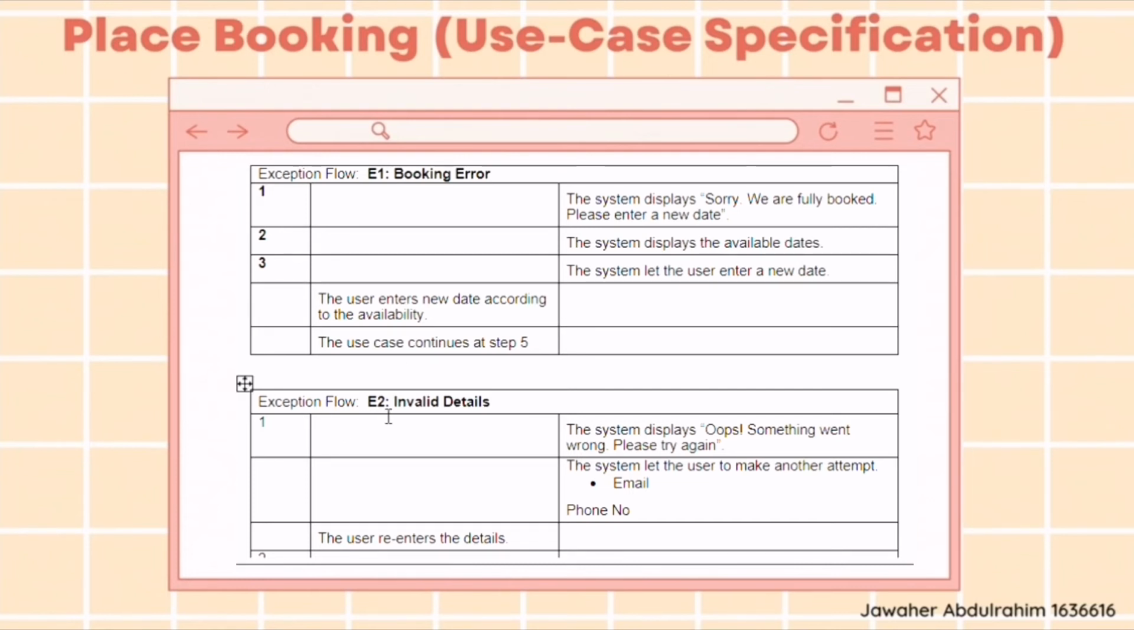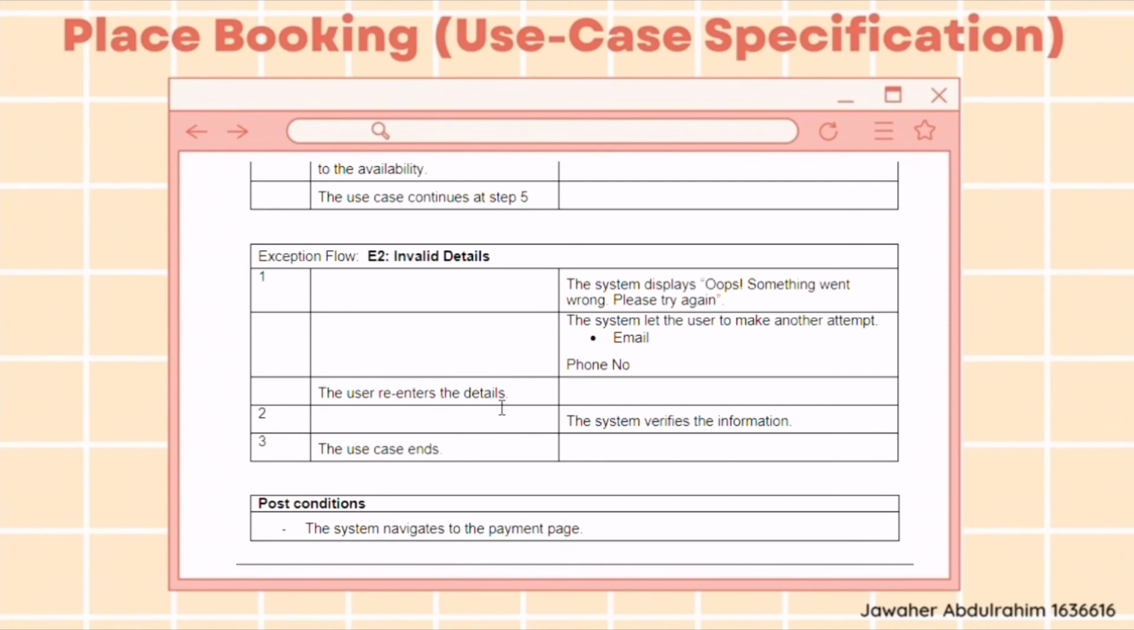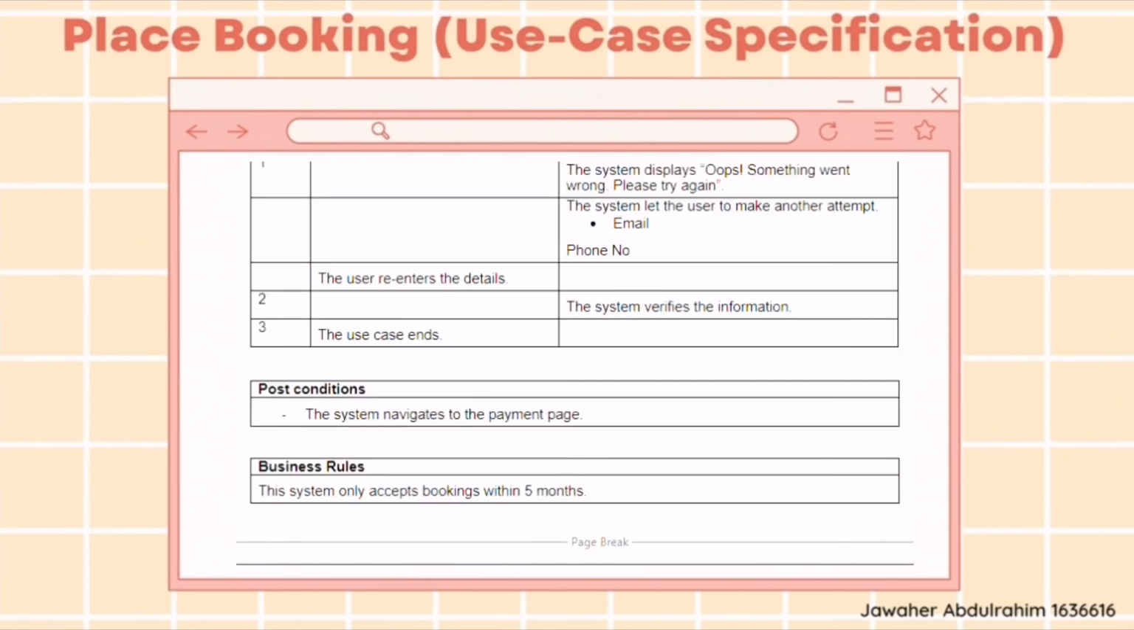So the E2, the invalid details, the system displays, "Oops, something went wrong. Please try again." The system lets the user make another attempt. Email, phone number. The user re-enters the details. Then the system verifies the information. Finally, the use case ends here. The post condition of this use case is that the system navigates to the payment page. While the business rule is that this system only accepts bookings within 5 months.